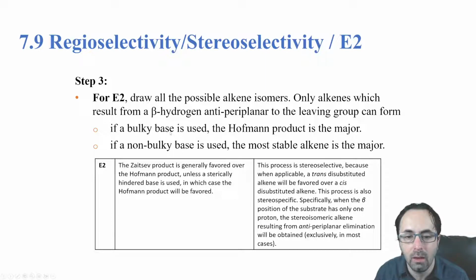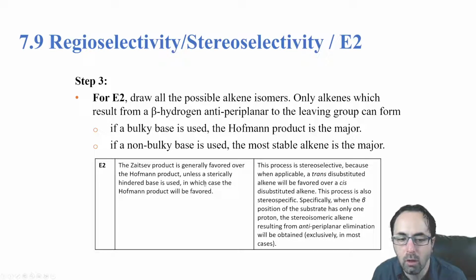Depending on the base that is used, if you use a bulky base, you'll have a lot of steric hindrance, so you'll end up with the less substituted Hofmann product. But if you have a small base used, such as methoxide, ethoxide, or hydroxide, then the most stable alkene will be the major one, the one that's the most substituted. So the Zaitsev product is favored over the Hofmann product unless you use a sterically hindered base, such as tert-butoxide, which is the most common one. And the process is stereoselective.